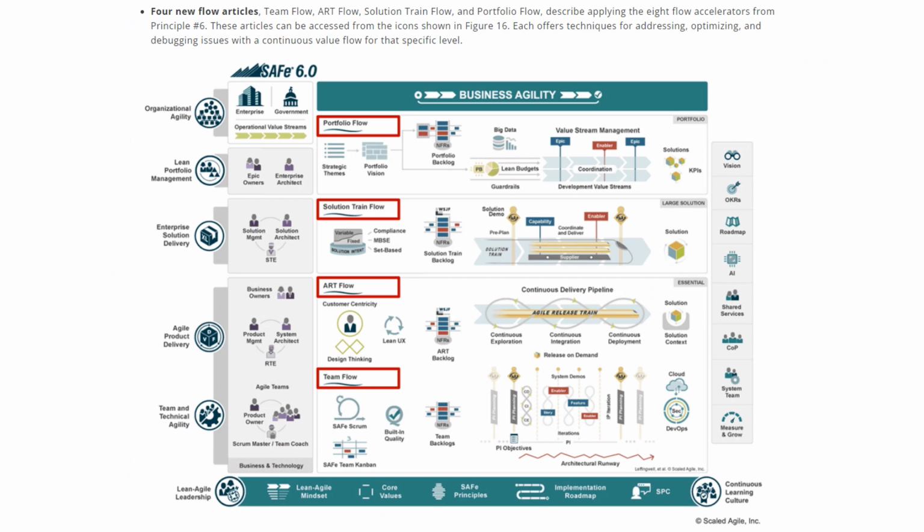There have been 4 new flow articles introduced, right? For each configuration: the team flow, ART flow, solution train flow, and portfolio flow. These describe applying the 8 flow accelerators from principle number 6. So these articles can be accessed, and I'll put a separate video for each flow. So 4 new flows are being introduced as part of SAFE 6.0.